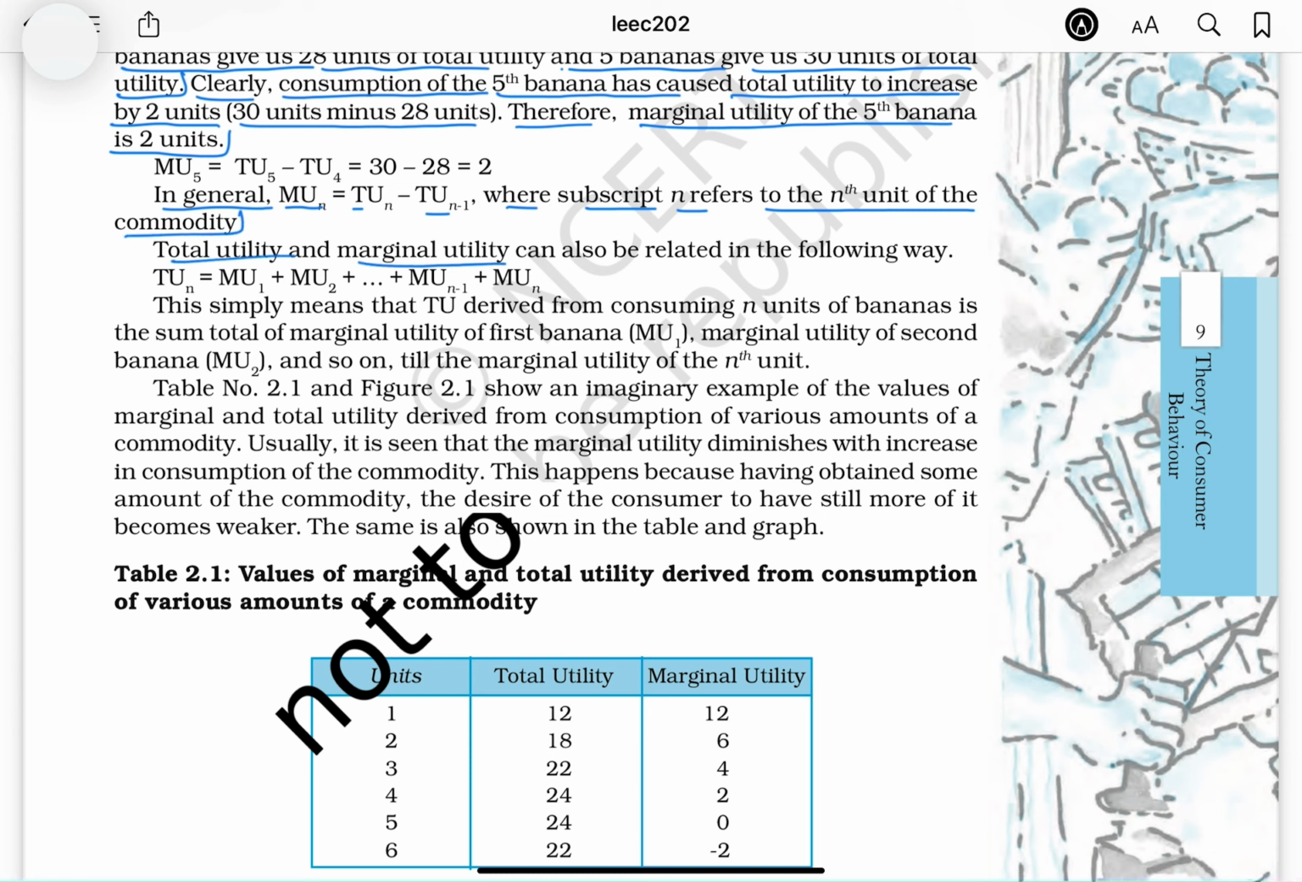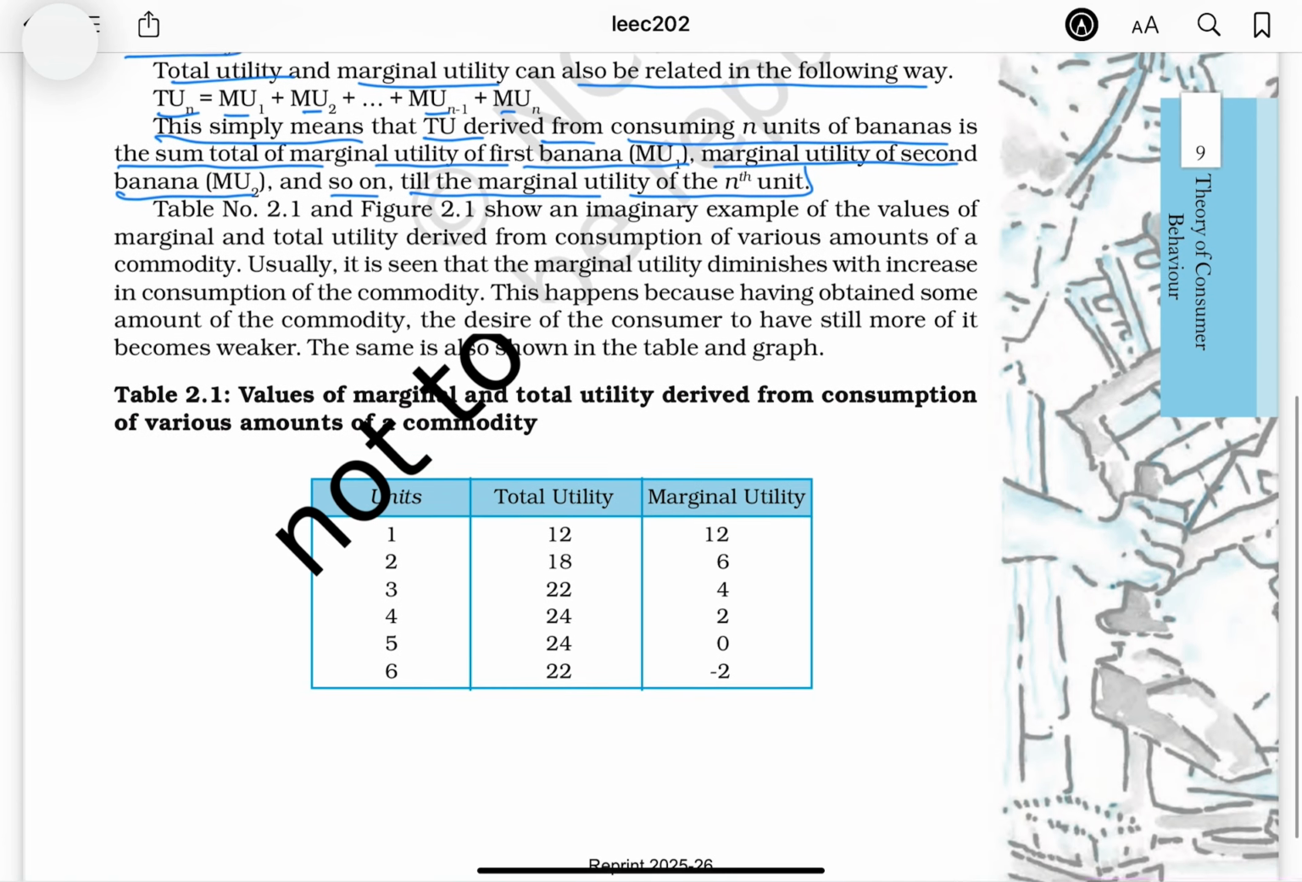Total utility and marginal utility can also be related in the following way. TUn is equal to MU1 plus MU2 plus ... plus MUn-1 plus MUn. This simply means that TU derived from consuming n units of banana is the sum total of the marginal utility of the first banana MU1, the marginal utility of the second banana MU2, and so on till the marginal utility of the nth unit.